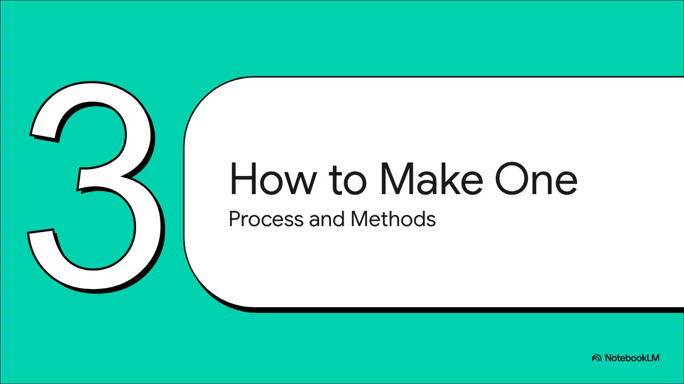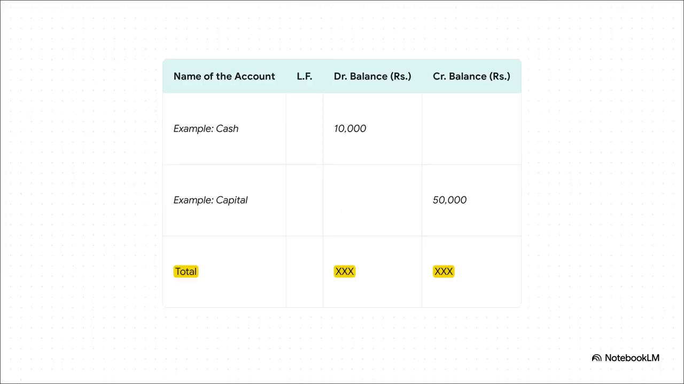Okay, now for the fun part, the practical stuff. How do you actually make a trial balance? Let's walk through the format and the steps. This is the standard format you're always going to see. It looks like a simple table, right? Because it is. The first column is just the name of each account, cash, capital, whatever it is.